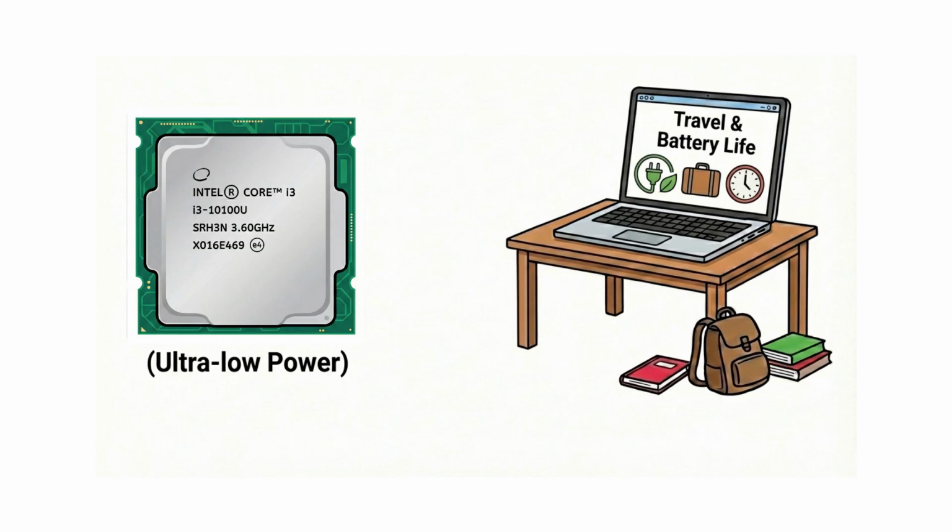When looking at laptops, you'll often see a U at the end of the name. U stands for ultra-low power, meaning the chip slows down to save battery life. Great for travel, but bad for gaming. You typically won't find high-performance letters like K on an i3 because it's built for budget, not speed.